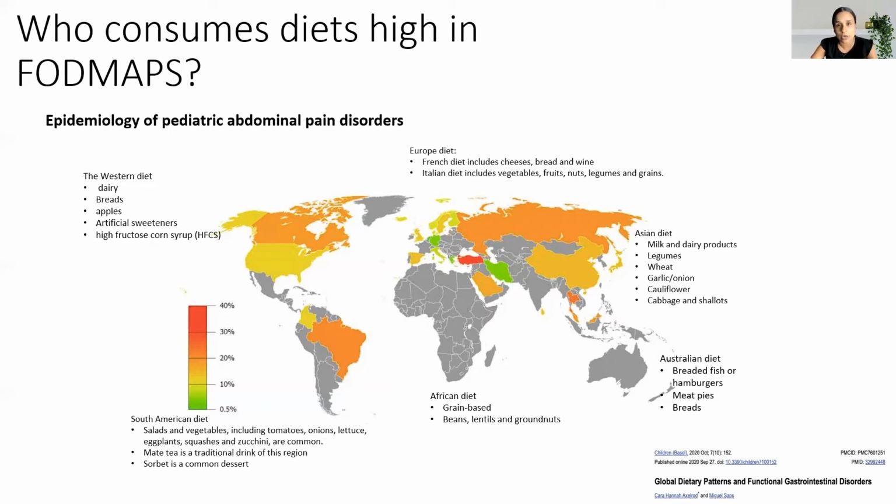We are actually currently conducting a study in Miami on the intake of FODMAPs of children in the Miami area, to determine if the high consumption of FODMAPs in our area may be related to the increasing prevalence of functional gastrointestinal disorders in our population.